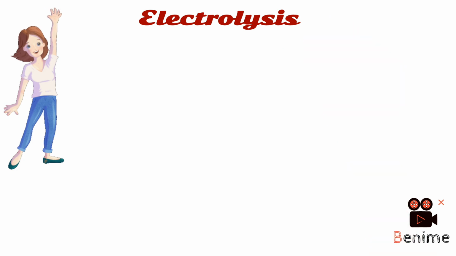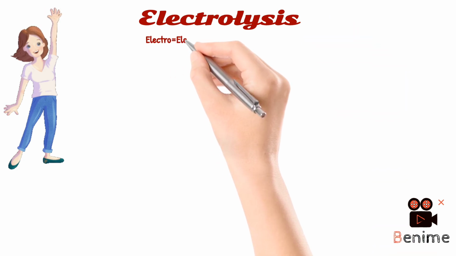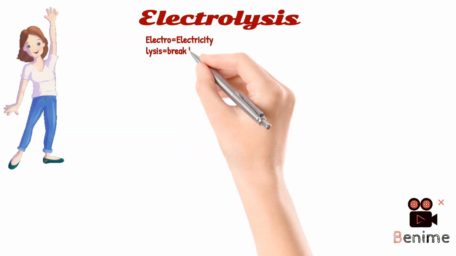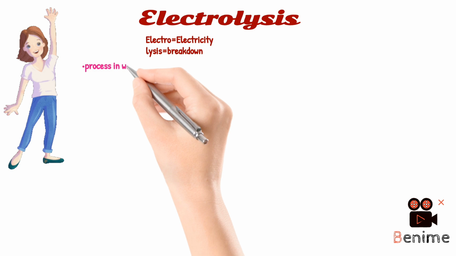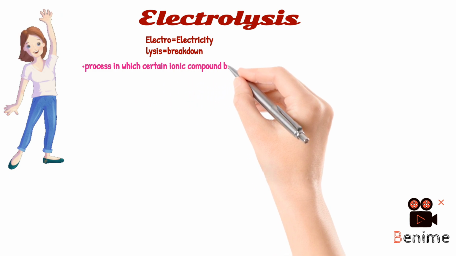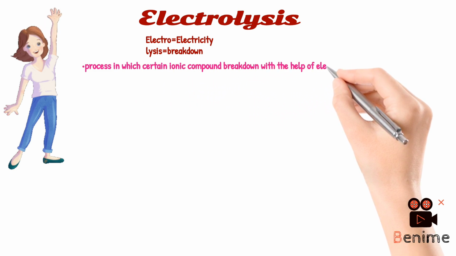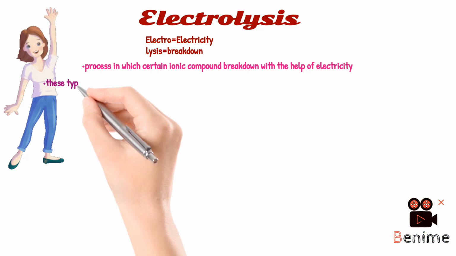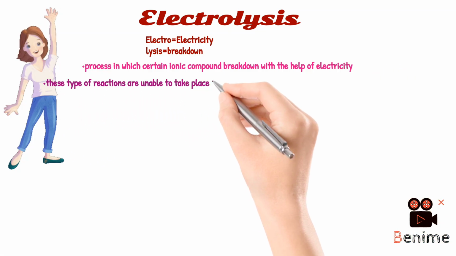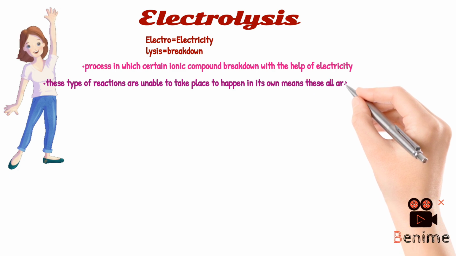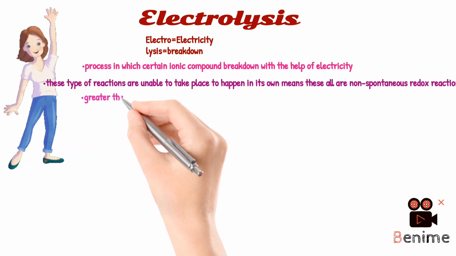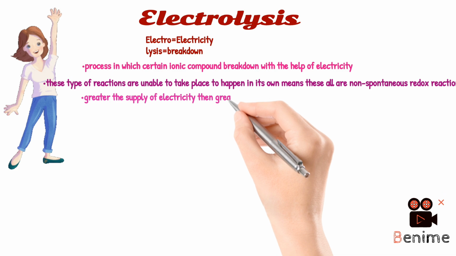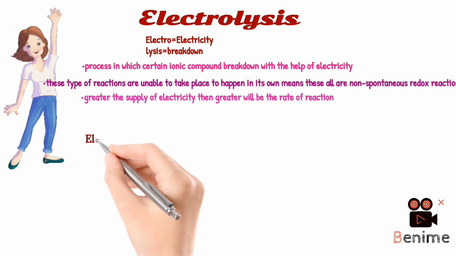So, first of all, here electro means electricity and lysis is related with the process of breakdown. So, we can say that electrolysis is a process in which certain ionic compounds break down with the help of electricity. These types of reactions are unable to happen on their own, meaning these are all non-spontaneous redox reactions. Further, in electrolysis, the greater the supply of electricity, the greater will be the rate of reaction.